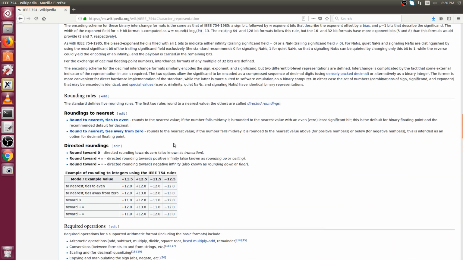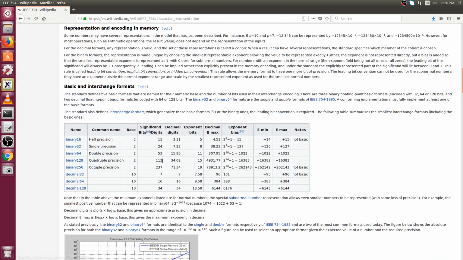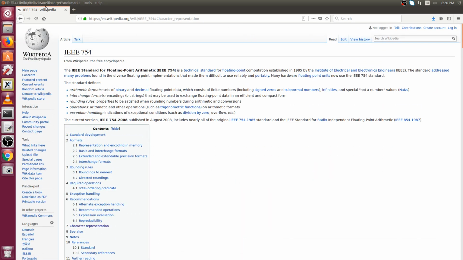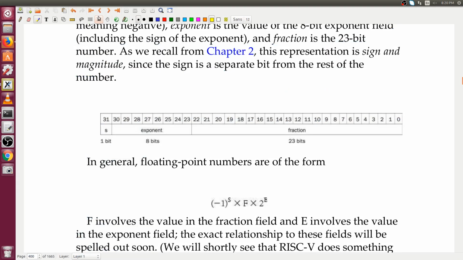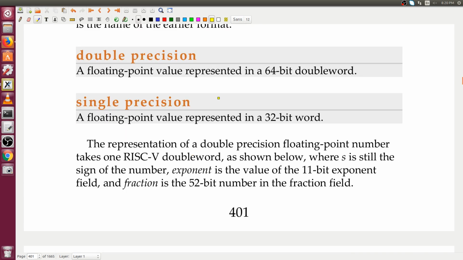Okay, recommended operations, rounding. Basic interchange format. Oh, well, this is actually terrible. They don't even tell you what these special representations are. Nice. We can go ahead and move on then if they're not going to give us something interesting.